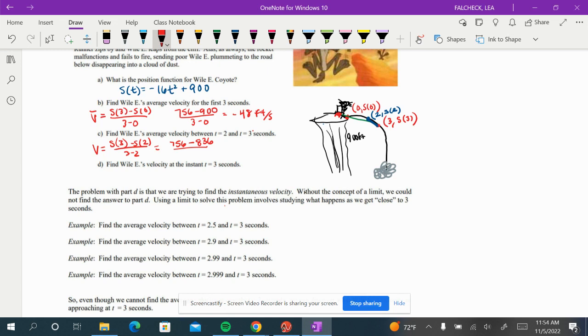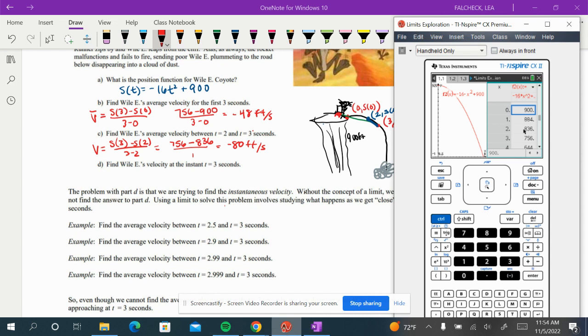All over 3 minus 2 is going to be 1. So I'll go ahead and get negative 80 feet per second. Okay, so that is the average velocity between time is 2 seconds and time is 3 seconds. So if you go ahead and look at your graph, that was our average velocity between 0 and 3. This is our average velocity between 2 and 3.